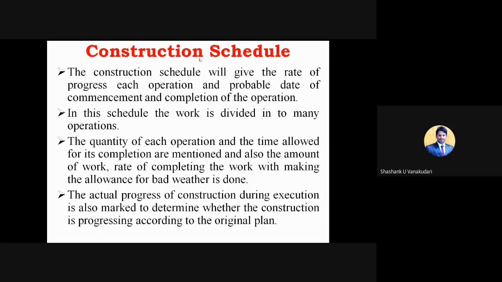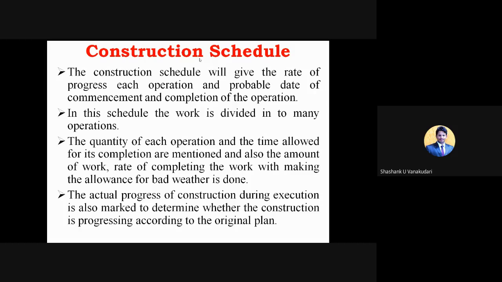We have discussed the different scheduling parts. In that, the first one is the construction schedule. Here the construction schedule will give the rate of progress of each operation and the probable date of commencement and completion of the operation. This construction schedule purely belongs to the execution of different activities, right? So in these activities, the start date as well as the end date will be known.